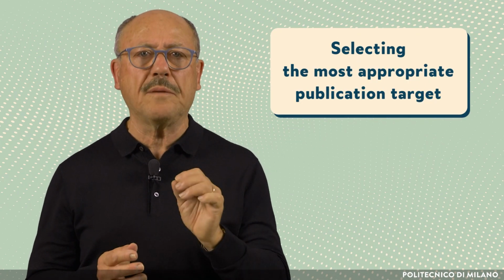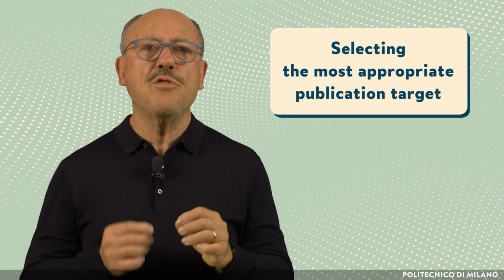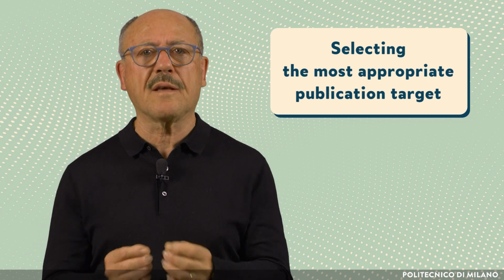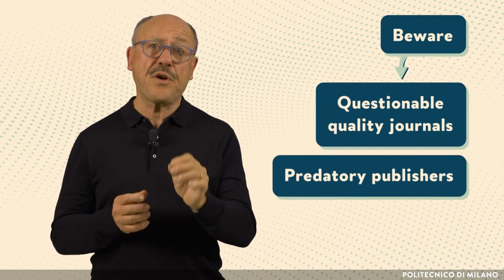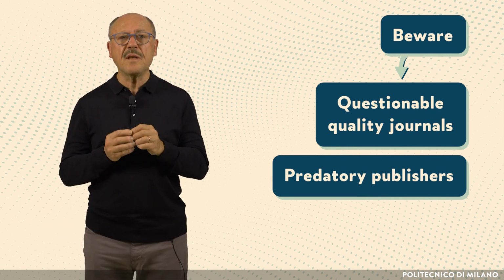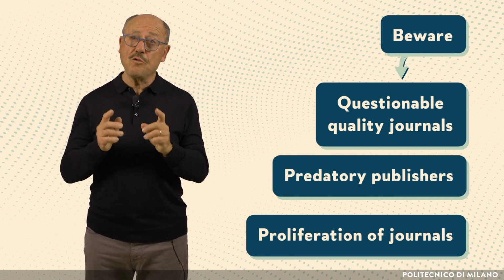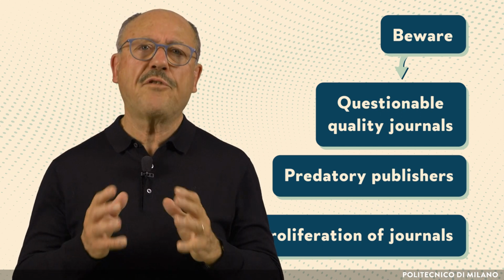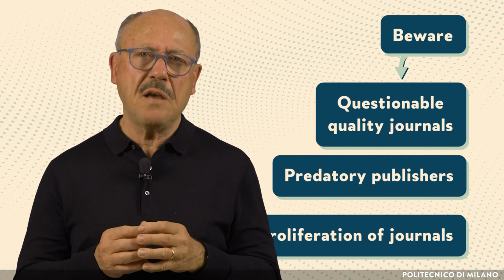Selecting the most appropriate publication target for a research result is an important decision to make. The way a result should be presented may depend on the style of papers commonly accepted by a venue. When you select a venue, beware of questionable quality journals and even predatory publishers. In recent years, there has been a proliferation of journals, many of which have dubious reputation and even damage the image of the research. Unfortunately, this is one of the negative consequences of the publication rush I mentioned earlier.